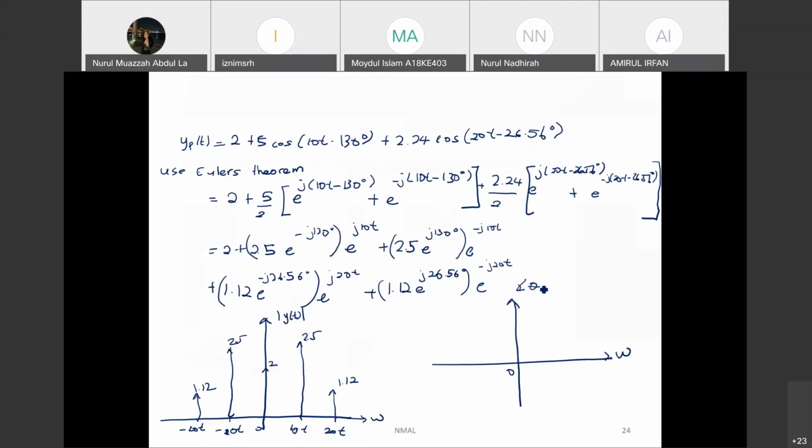This is the phase. And then at negative 10t, we have 130 degrees. At negative 20t, we have 26.56 degrees. This is negative 10t, this is negative 20t. At 10t, we have negative 130 degrees. This is what it means by complex conjugate. The phase will be different. And at 10t, 20t, we have negative 26.56 degrees.